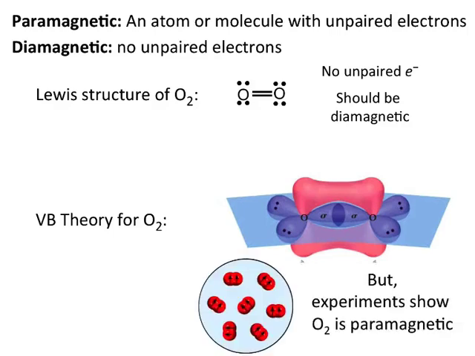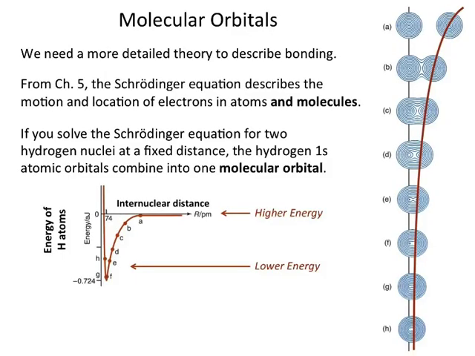But again, experiments show that oxygen is paramagnetic. There are unpaired electrons in here. So obviously we're missing something in our theory of bonding, and molecular orbital theory will get us there. I think of molecular orbital theory as the closest to the truth that we teach you in Gen Chem, but unfortunately it's also the most complicated. So, we need a truthy theory to describe bonding. How does this actually work?